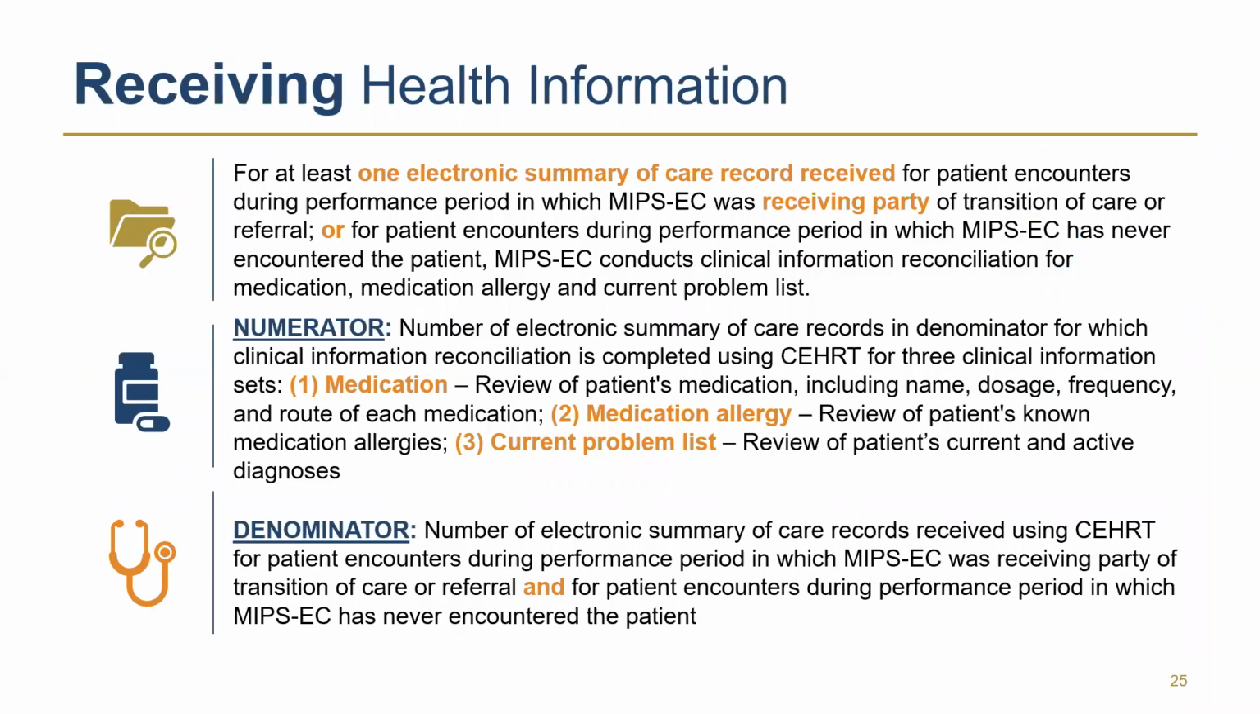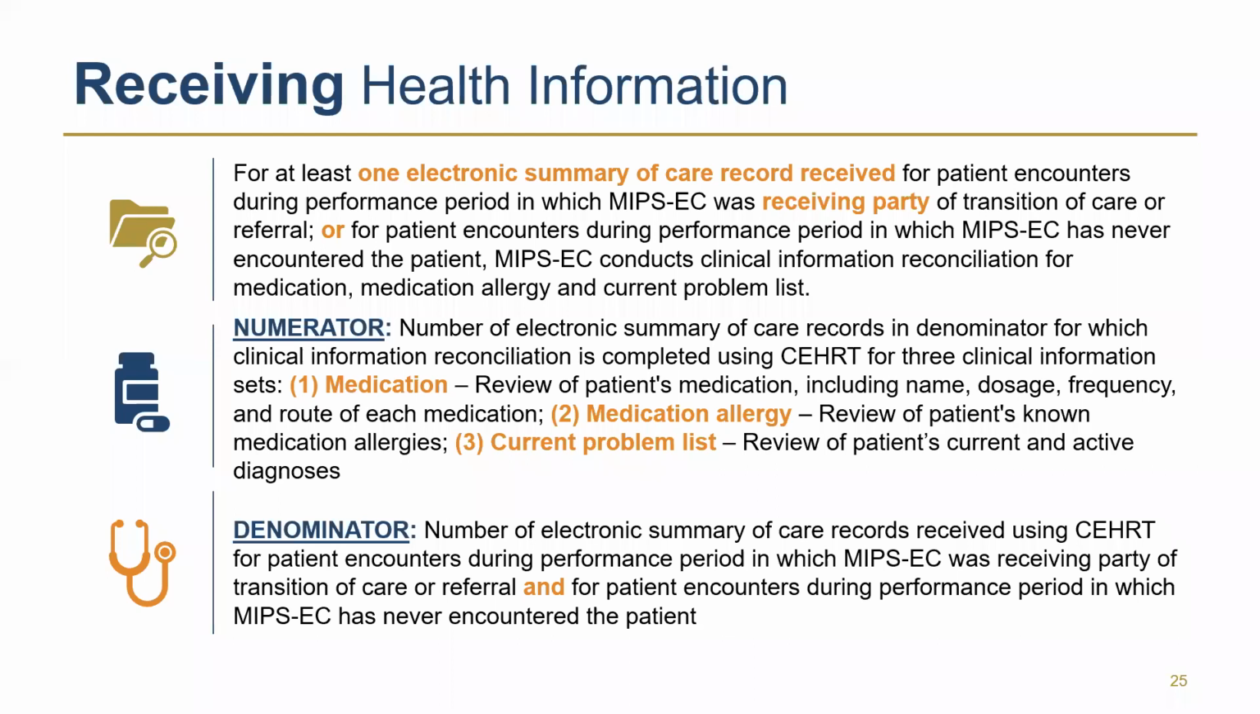The second measure under this health information exchange category is receiving health information. The measure states, support electronic referral loops by receiving and incorporating health information. In this measure, the clinician is the receiving party of a transition of care, a referral, or a new patient encounter. This means that they can receive not only documents for their current patients, but also for new patients to their practice. Your EHR should have the logic built in that will recognize those patients that are new to the clinician.